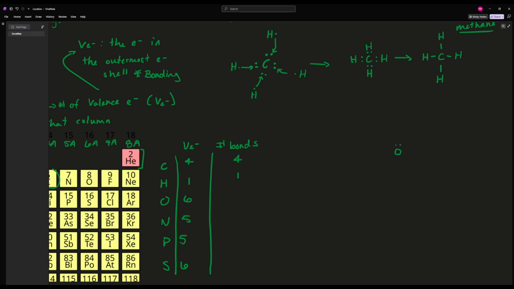Oxygen has 6 valence electrons. And we can use hydrogen as our electron donor again. Each hydrogen will bring in an electron to the party, yielding us our good friend dihydrogen monoxide, aka water.